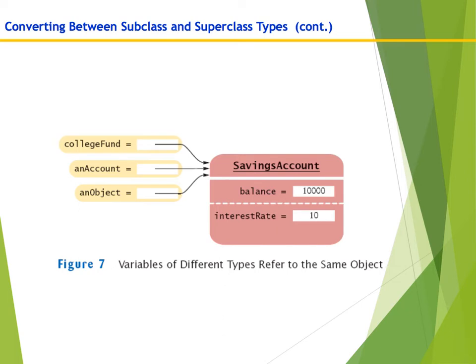Here is the figure that can show how the previous slide's code works. As you see, all three variables with three types object, account, and savings account, they all refer to the same object with type savings account.